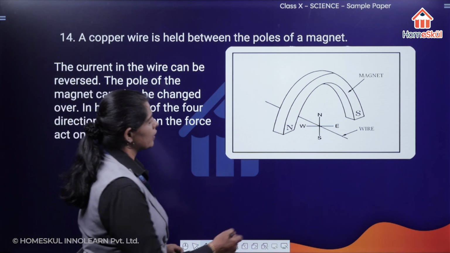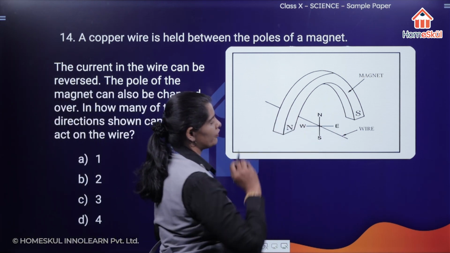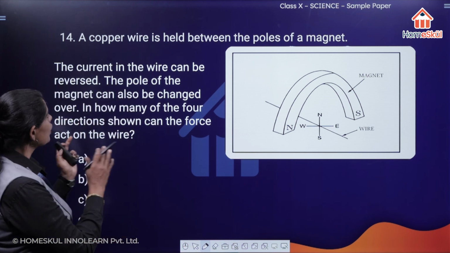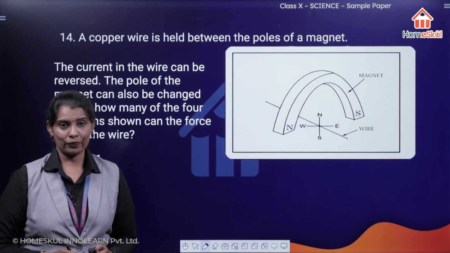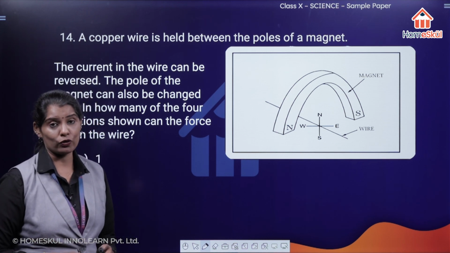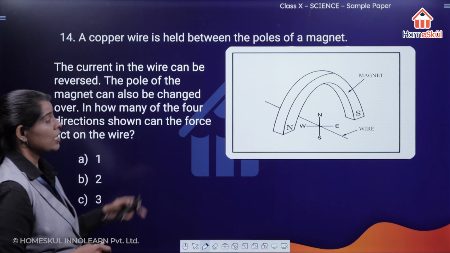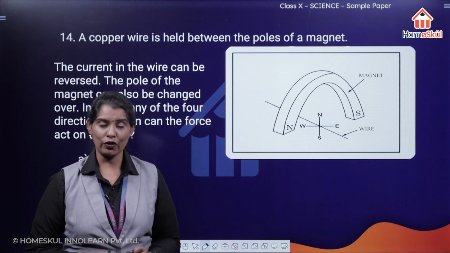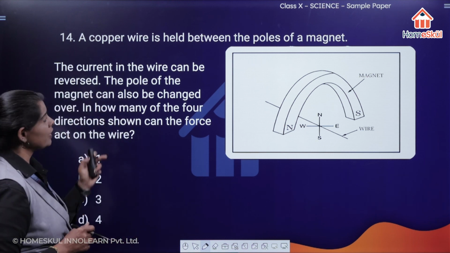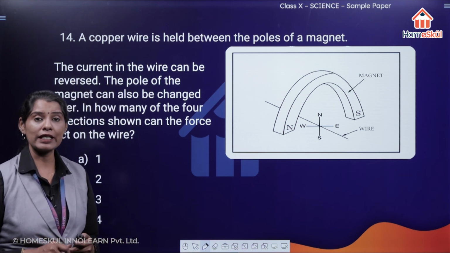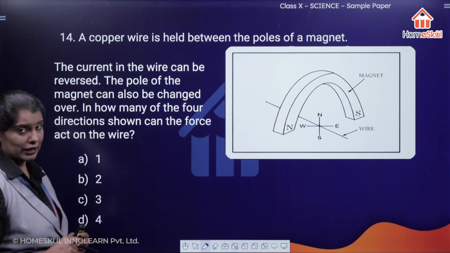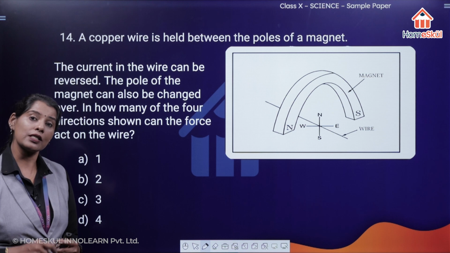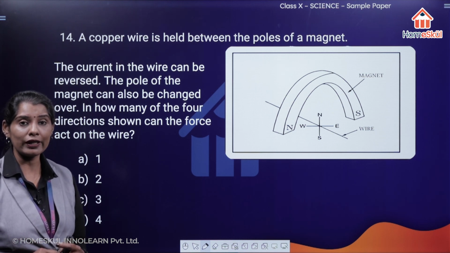So as you can see in the figure, the wire is held between the poles of the magnet. And as per the question, the current can be reversed, even the poles of the magnet can be reversed. As per Fleming's left-hand rule, we have already learned the force, the magnetic field and the current are mutually perpendicular to each other, right? And if the current is reversed, how many possibilities are there? There will be only 2 possibilities. Again, even the magnetic field, if it is reversed, again only 2 possibilities are there.